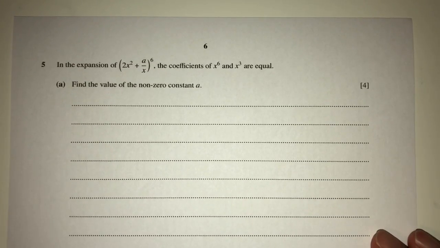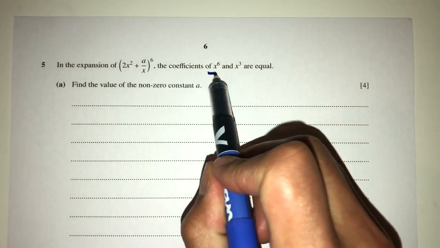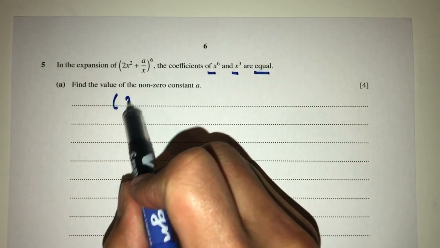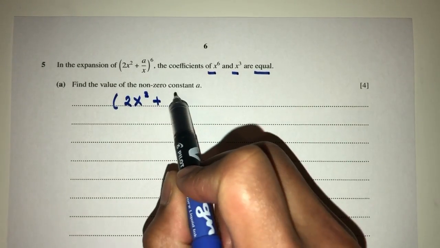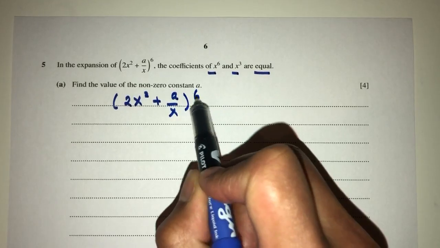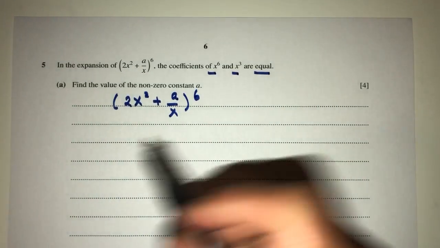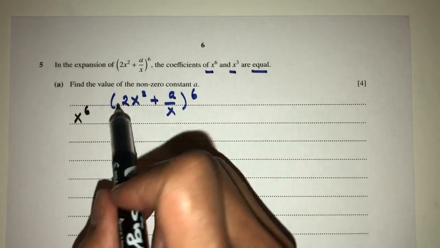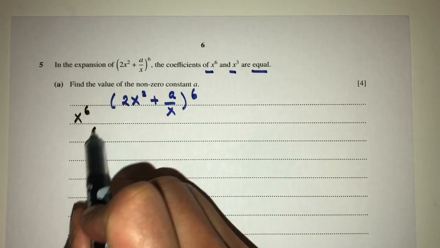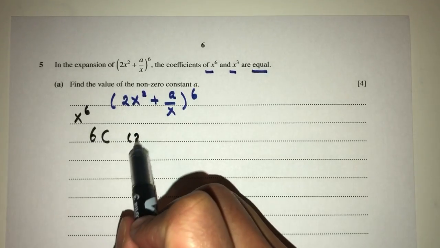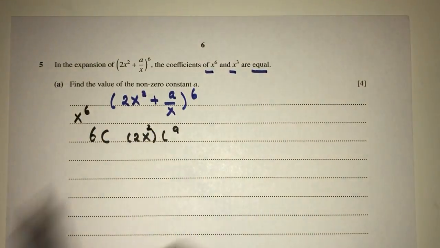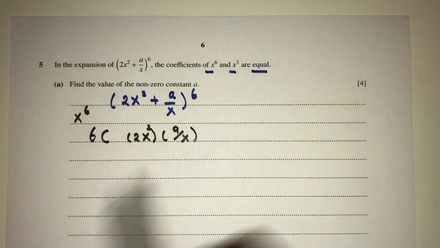Okay, let's move on to question number 5. So in this expansion, the coefficients of this and this are equal. Okay, so let's do that. So at first we have (2x squared plus a over x) power 6. Now let's find the coefficient of x power 6. If you want to expand this, you will do this first: 6 choose something, times 2x squared, and then a over x to some power.